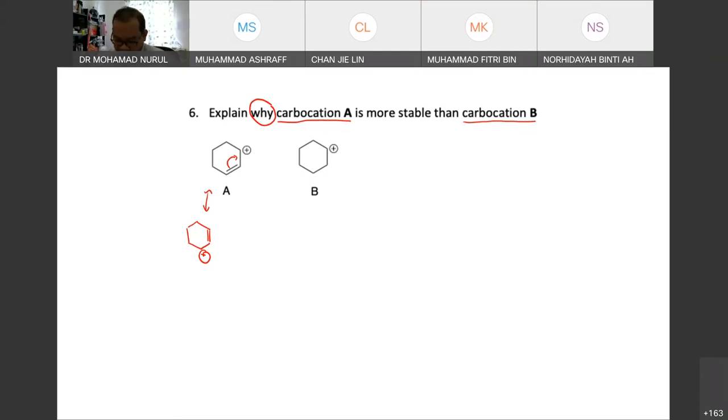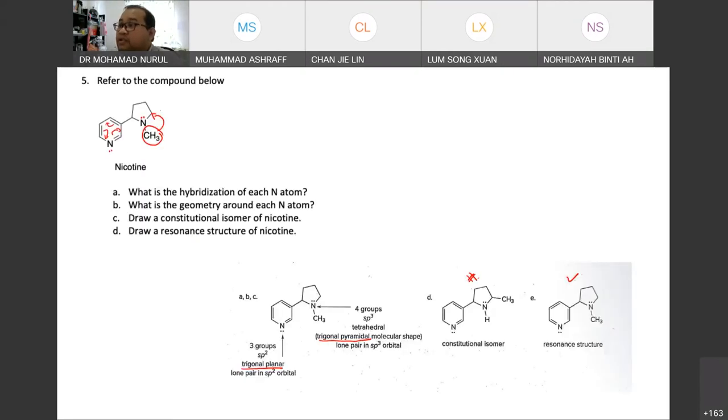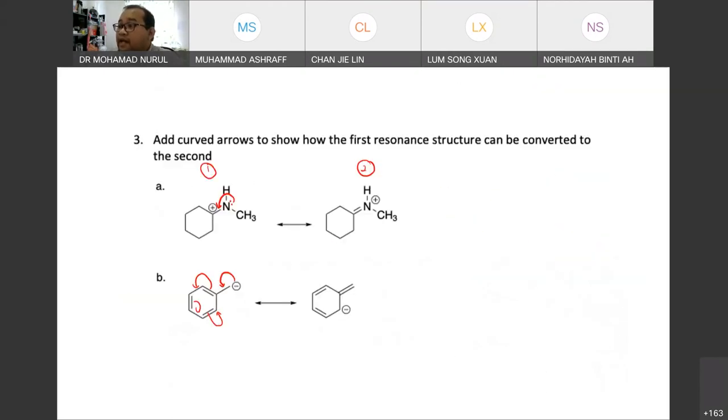Who has questions? Doctor, I have a question. Who is that? Ah, Lum, okay. Just now, question 3B, why did you say the electron can only move in an anti-clockwise direction? Oh, okay, let me go. Anti-clockwise, yes. Why don't you understand? You want to move it here? Yeah, why can't I move it?